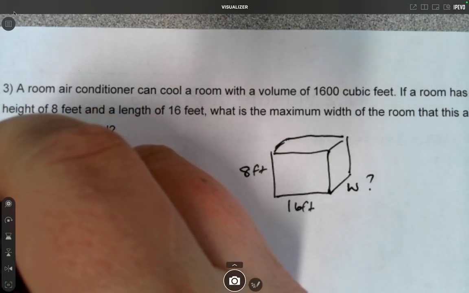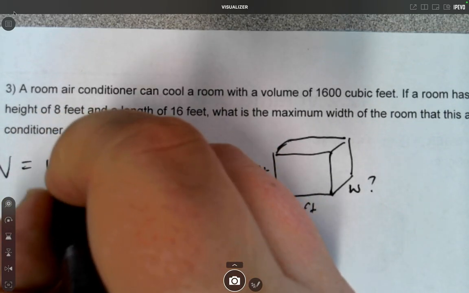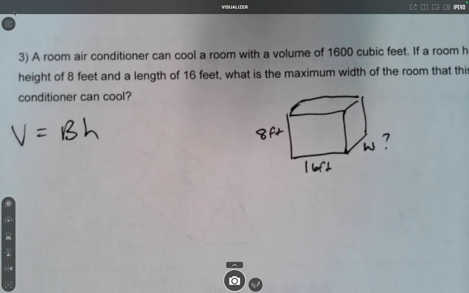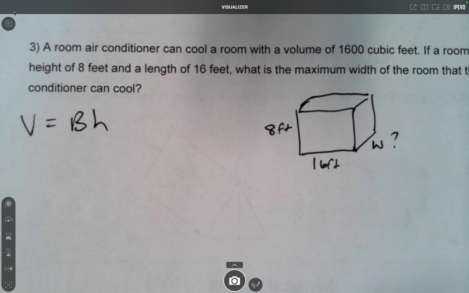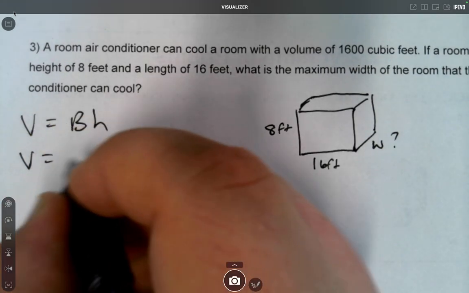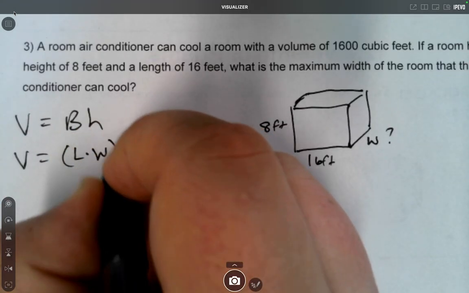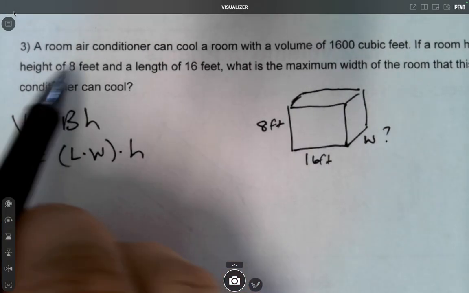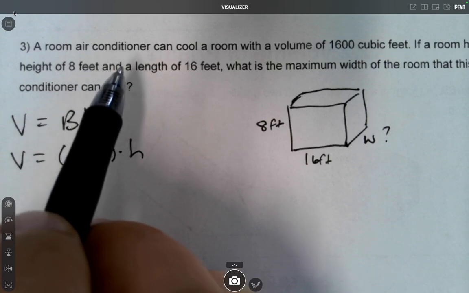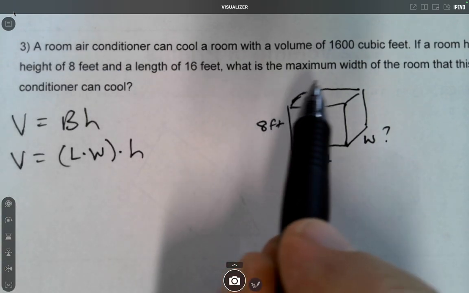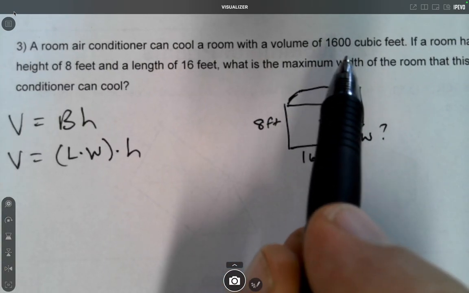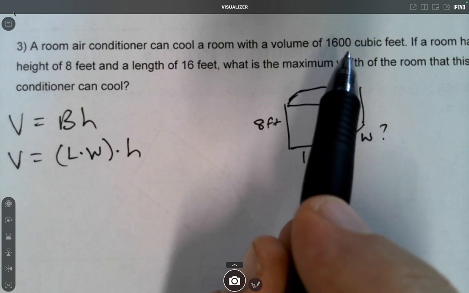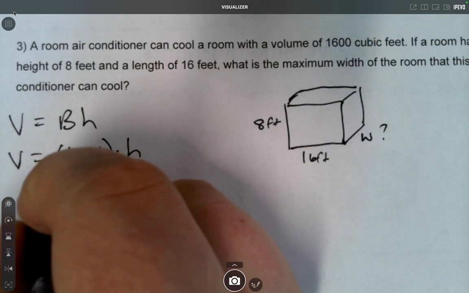So to find the volume of this, what we would normally do is we'd say, all right, V equals the area of the base times the height. And this is a rectangle, so we do length times width times height. But let's look. Unlike number 1 and number 2 that we did on the front of the page, they actually gave us the volume. We're not looking for the volume this time. They gave us the volume, so we can plug 1,600 in for V.